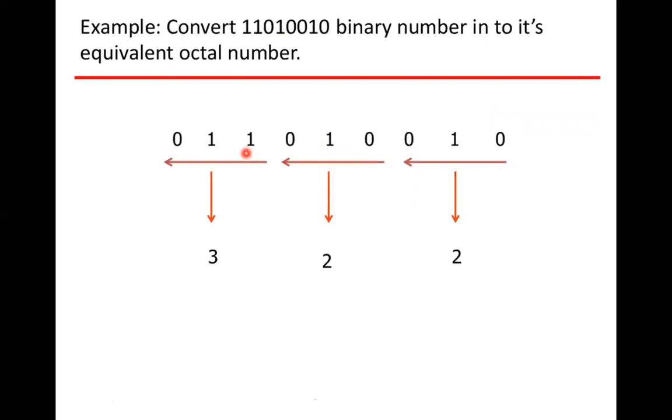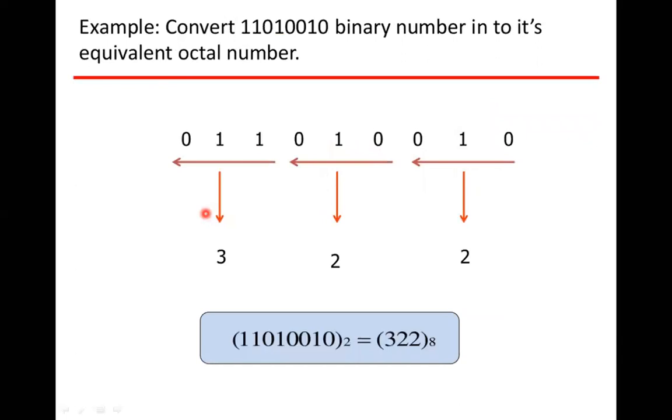So what is 010? It is nothing but 2. Again 010 is nothing but 2, and 011 is nothing but 3. So 322 is the octal number for the equivalent given binary number.